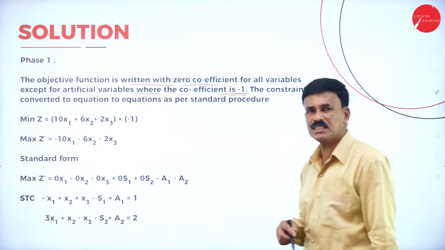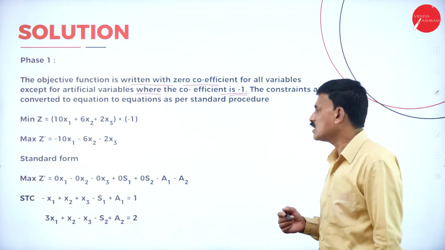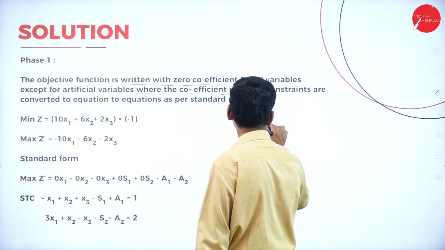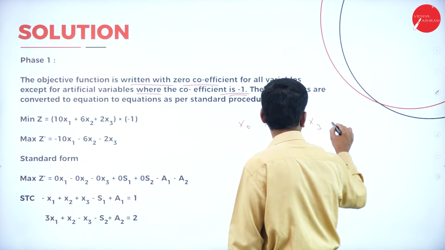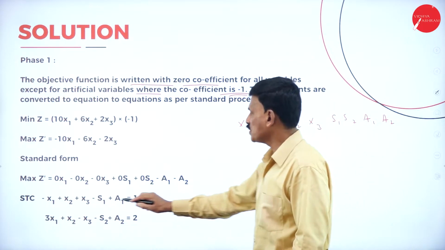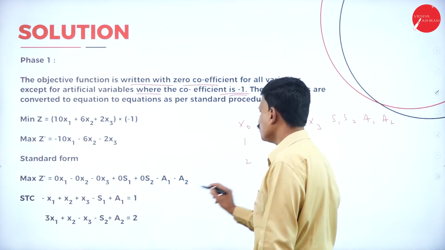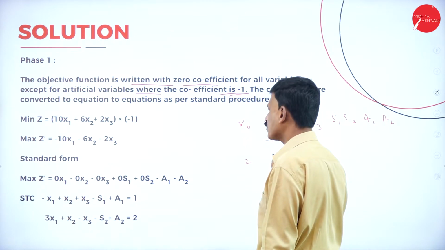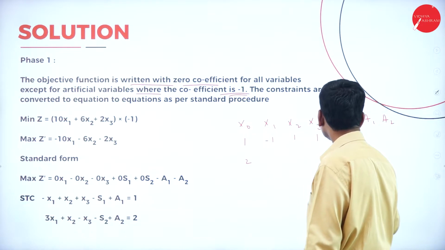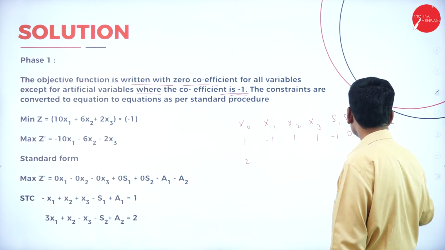Now let us construct an initial simplex table and verify whether optimality will exist or not. Before that, let us write down the coefficients x0, x1, x2, x3, s1, s2, a1 and a2 for these equations. For the equations, the coefficient of x0 is 1 and 2 for equations 1 and 2. Here x1 is minus 1, x2 is plus 1, plus 1, s1 is minus 1, s2 is 0, and a1 is 1, a2 is 0.